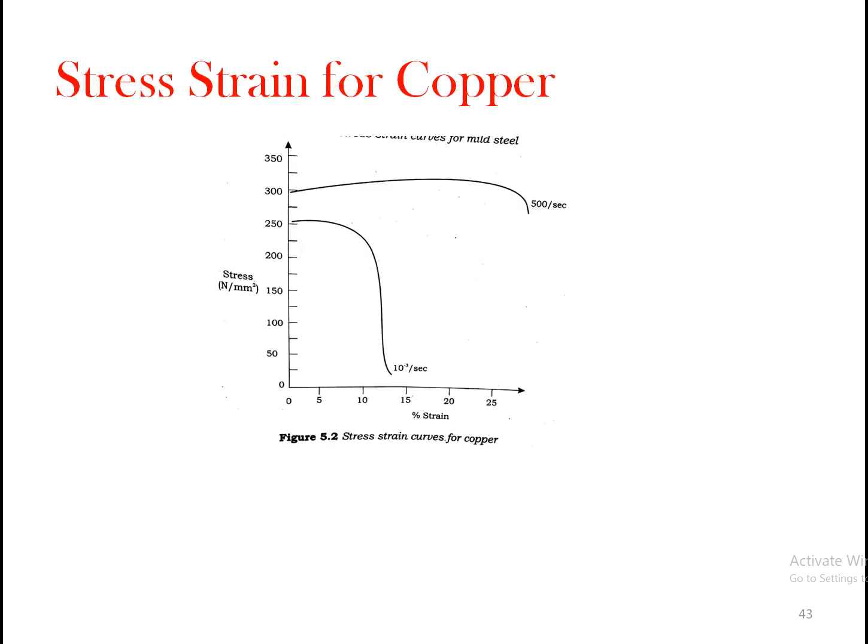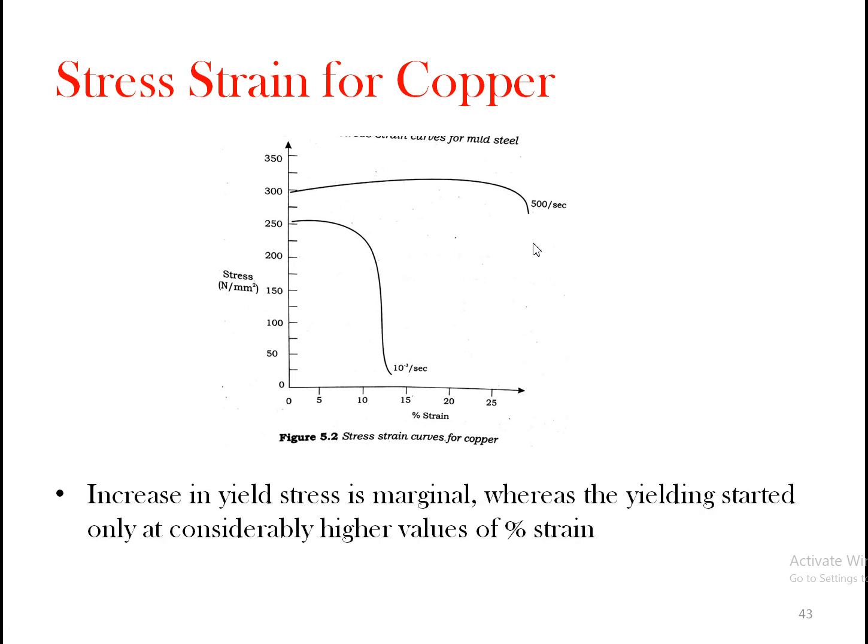Now the stress strain curve for copper is showing something like this. The first one, 10 raised to minus 3 per second, is for the conventional, and the second one, the 500 per second, is for the high speed one. It was seen that the increase in yield stress is marginal, whereas the yielding started at considerably higher values of percentage of strain, unlike the mild steel.